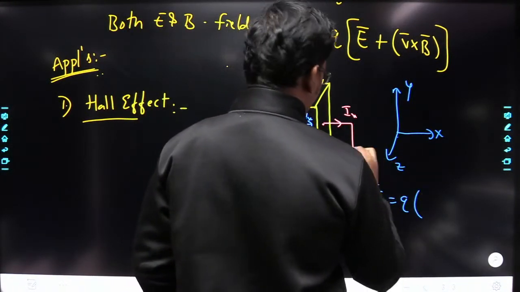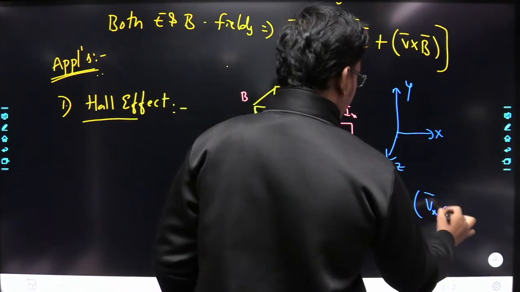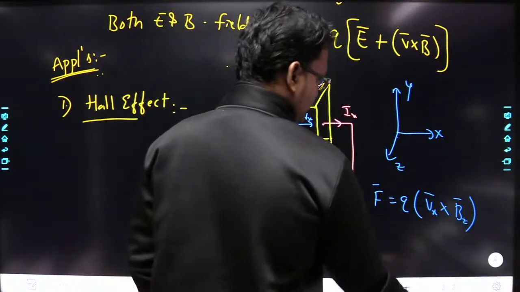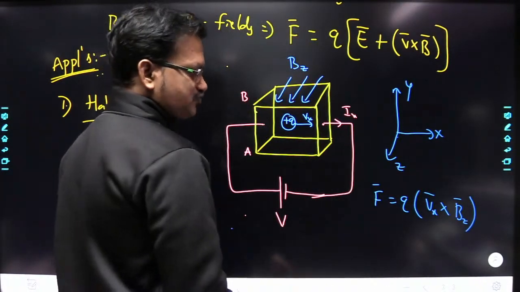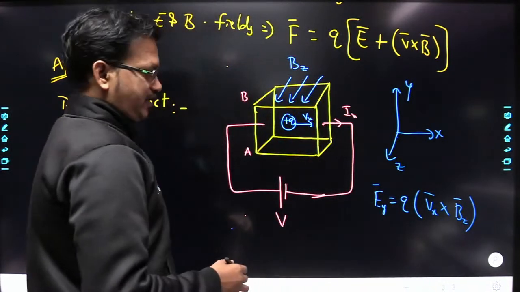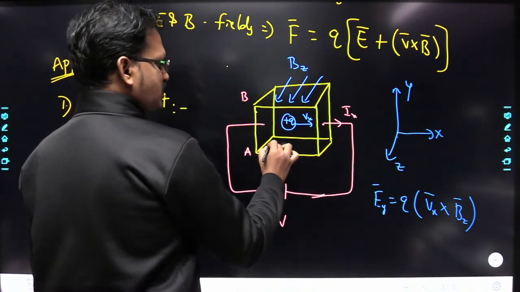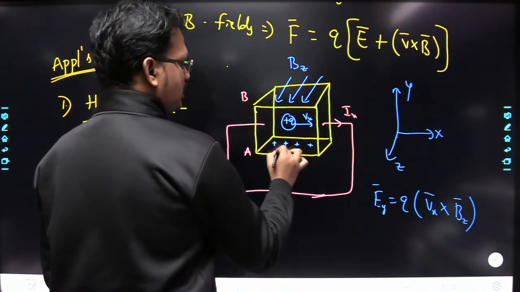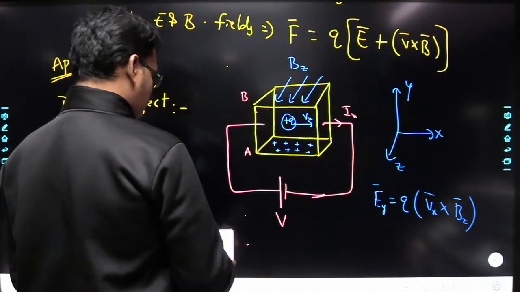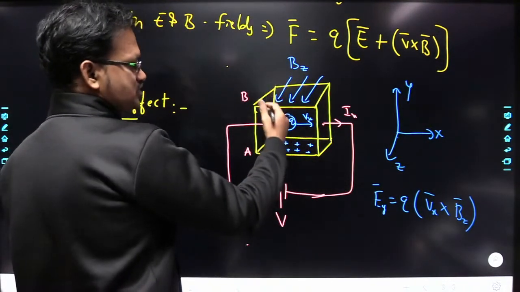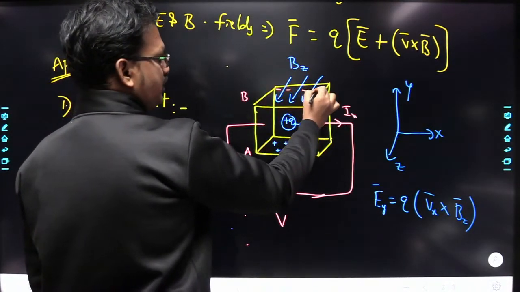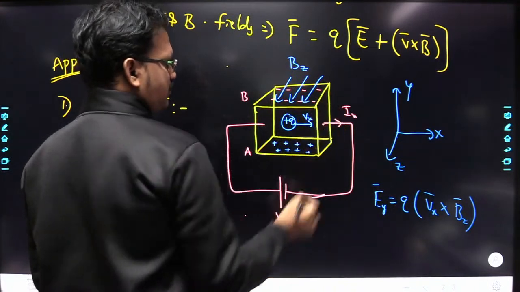In this case, the force experienced by the positive charge is Q into velocity, which is in the X direction, cross the B field in the Z direction. X cross Z will be minus Y. So the magnetic force is experienced in the minus Y direction. All the positive charge carriers will accumulate at the bottom surface, and there will be a deficit of positive charge at the top. You can treat the deficit of positive charge at the top as negative charge.